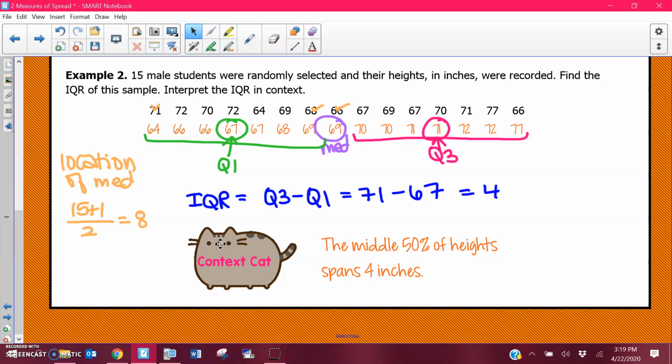Again, we put it in context and put words with what those numbers meant. Sometimes our data sets don't have words, but this one talks about how these are heights, and so we want to talk about the number of inches. So that's how you find an IQR.